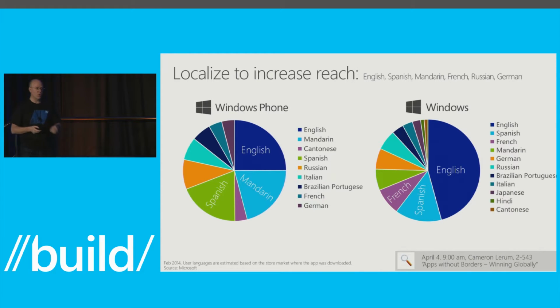And there's another session on Friday by Cameron that talks about not only localization, but globalization, and what you need to do to make sure your app runs beautifully and natively for all the users that don't speak English, which is, as you can see, 75% of them in the case of Windows Phone.